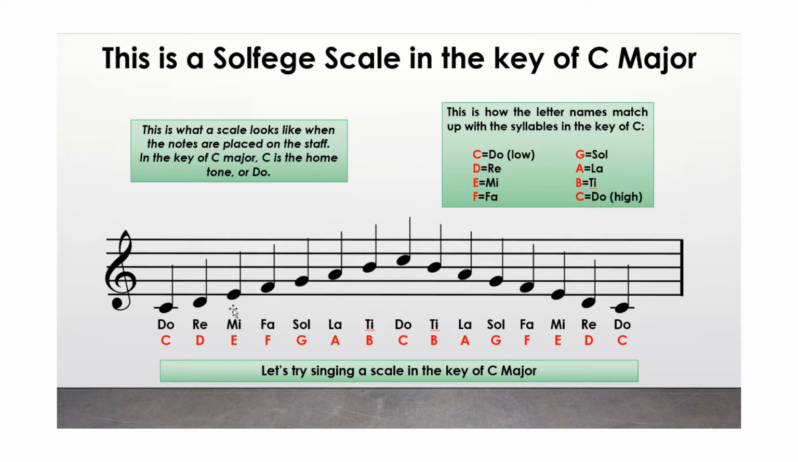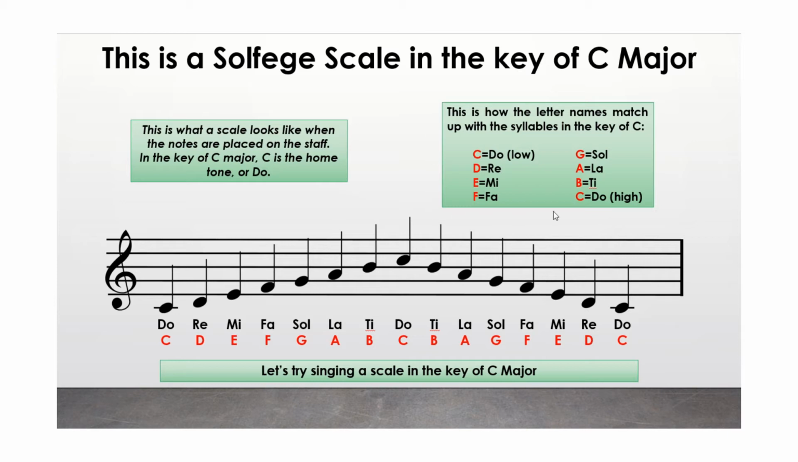Same thing with mi, first line, and on the way down, first line. Fa, first space, on the way down, again, first space. You can always find so in the key of C on the second line. You can always find la in the second space. You can always find ti on the third line. And again, high do would be in the third space.